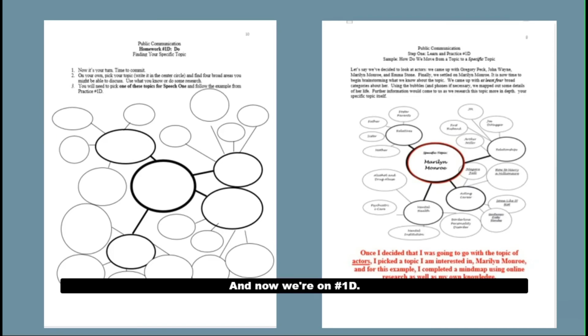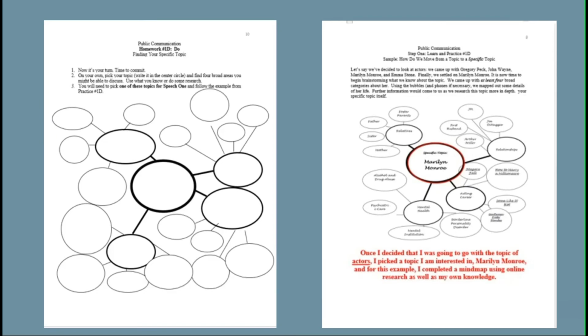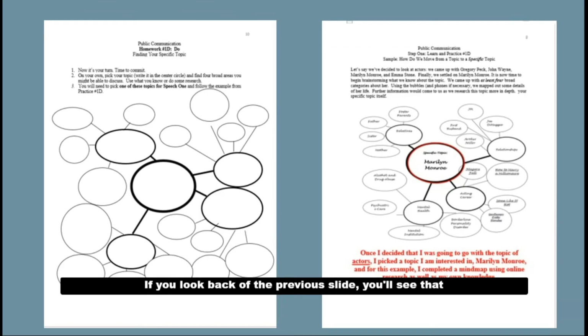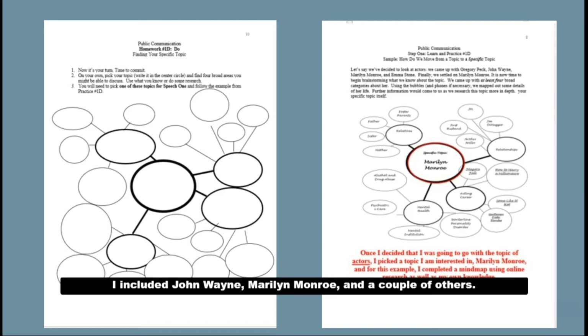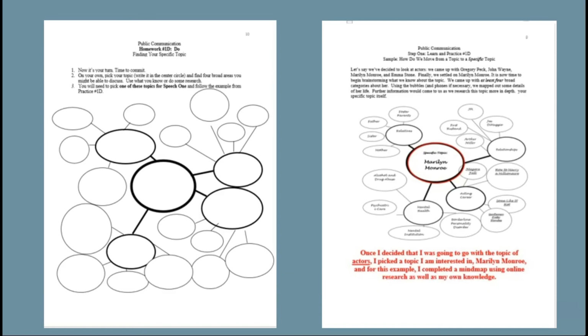And now we're on 1D. If you look back at the previous slide, you'll see that one of the categories I had was famous people, and I had actors. And under actors, I included John Wayne, Marilyn Monroe, and a couple of others. Well, I ended up settling on Marilyn Monroe. So this is what the sample looks like, and this is what you need to do as well.